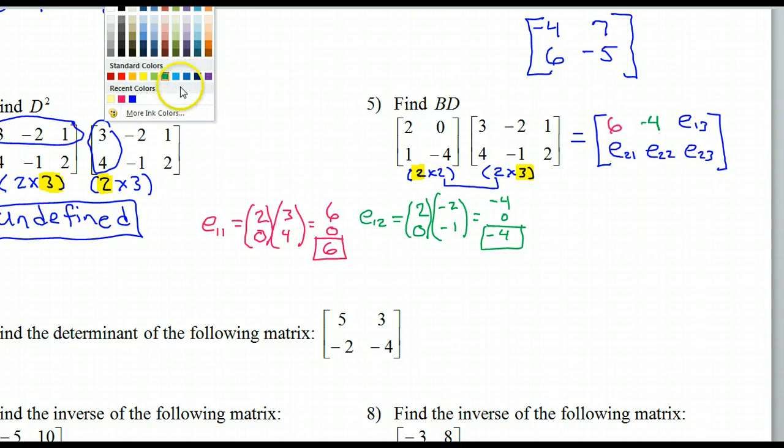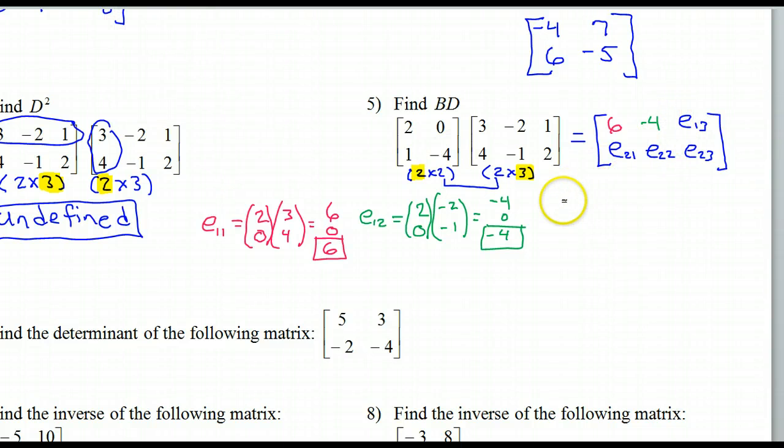Okay, the next one is going to be, we're looking for element 1, 3. So that's row 1, column 3. So that's 2, 0, and 1, 2. All right, so that gives you 2 and 0, which is 2. Okay, so that's our next element.